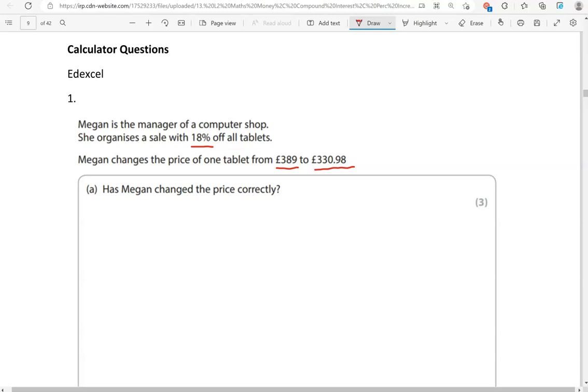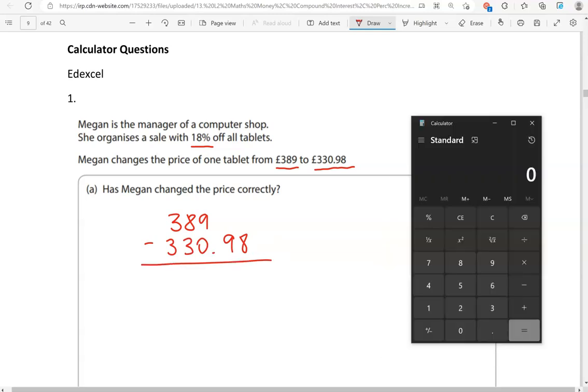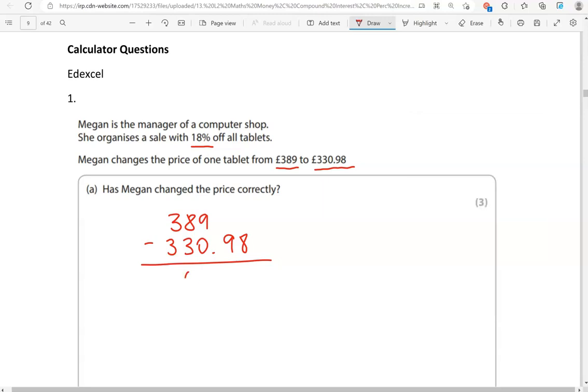So she has changed this from 389 to 330.98. So if we take this away, we can work out the discount in pounds. So 389 take away 330.98 gives us £58.02.